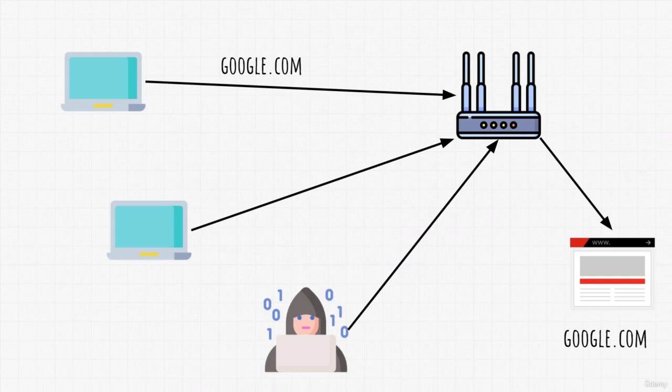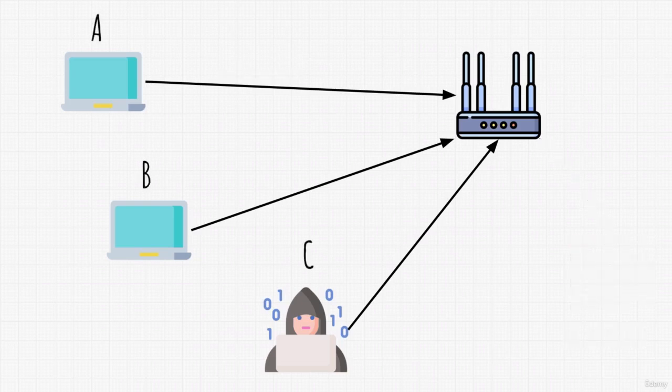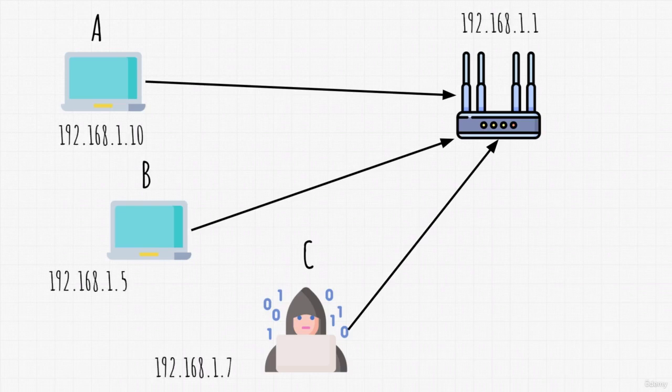But how does it know which machine to send it to? How does it know to whom to forward which packet? Well, let's explain it like this. Let's go back to our 3 machines and let's mark them with A, B, and C. All of these machines, including our router, also have an IP address.